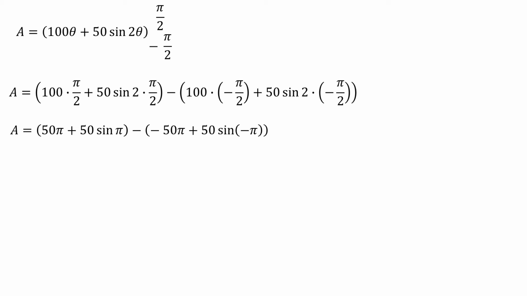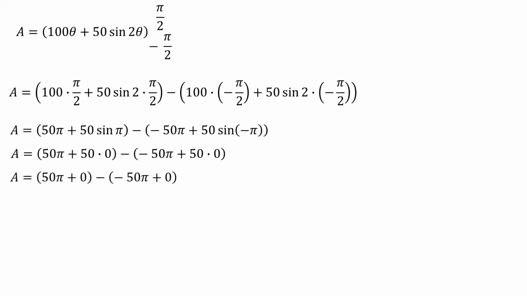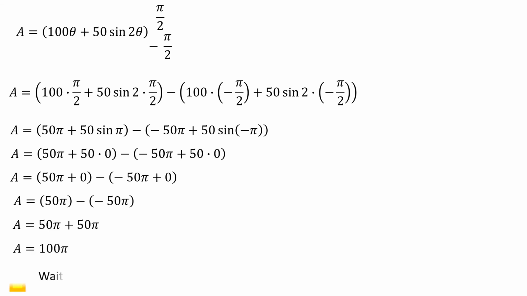Okay. A lot of cancellations with those halves. Hey, sine of pi is 0. Hey, sine of negative pi is 0. Multiplication by 0 gets us some zeros. Adding zeros won't affect anything. Subtracting a negative just turns into addition. So 50 pi plus 50 pi is 100 pi.